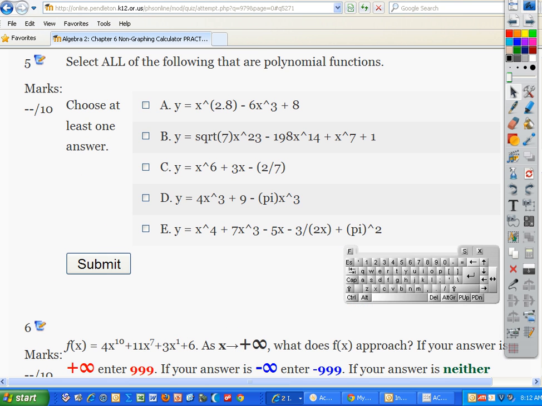Select all of the following that are polynomial functions. Okay, now this one, boy, I gotta redo this one a little bit. So there's a square root. Maybe it might help to write these out. I'm gonna do that.